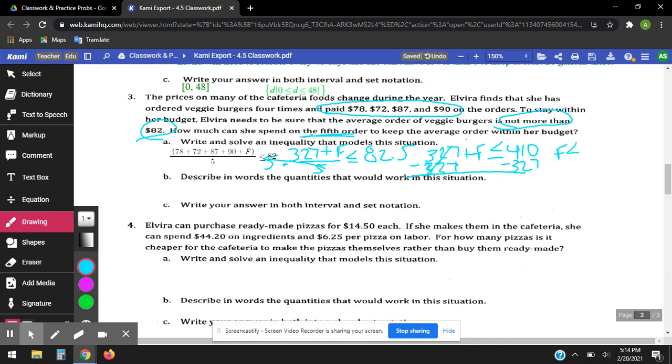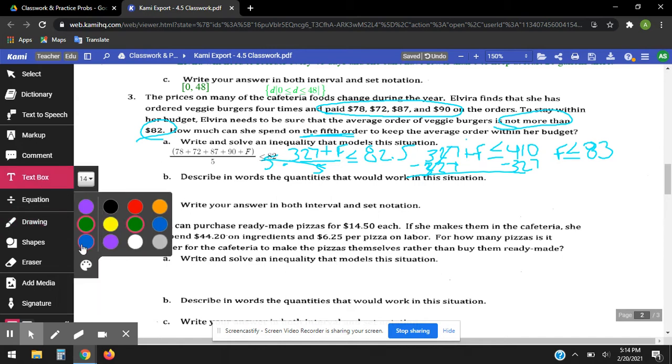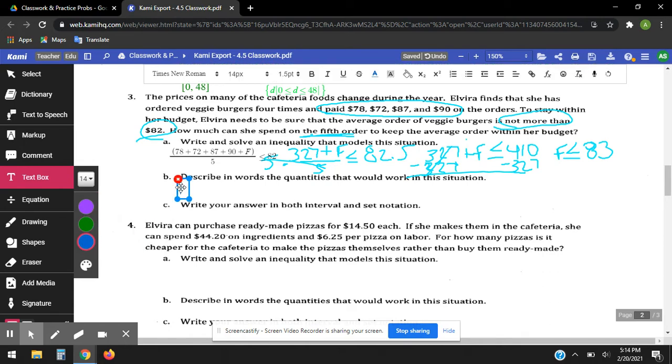Don't need to flip the sign because I'm keeping everything within, not dividing or multiplying. 410 minus 327 is 83. F is less than or equal to 83. So this fifth order has to be at most $83. And that's exactly what we're going to put in this next part.